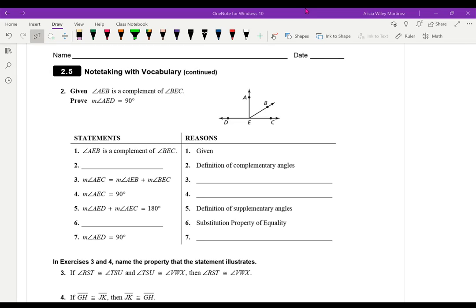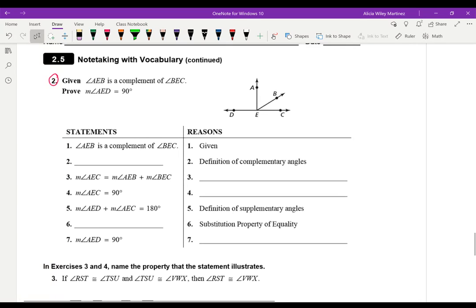Hello everybody, I am going to do a few extra examples from section 2.5 with the two-column proofs that involve both segments and angles. I am currently on page 58 of your student journal. So I would suggest that you follow along in your student journal as I go through these problems. So let's take a look at number 2. We have already done number 1 as a class.